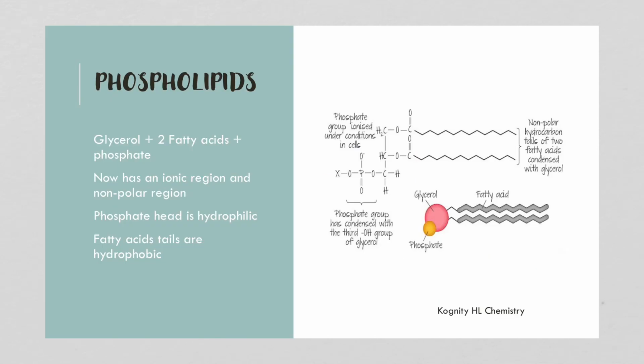Phospholipids are familiar to us as well. Remember, phospholipids are glycerol, 2 fatty acids, and then a phosphate. With this, we didn't talk about this, but the phosphate is now an ionic region, and then we have a nonpolar region. We said that this was hydrophilic and that was hydrophobic in our lessons in biology. But remember, this is ionic, and it is nonpolar. So fatty acids are hydrophobic, phosphate is hydrophilic.